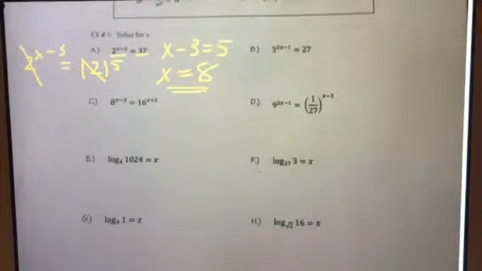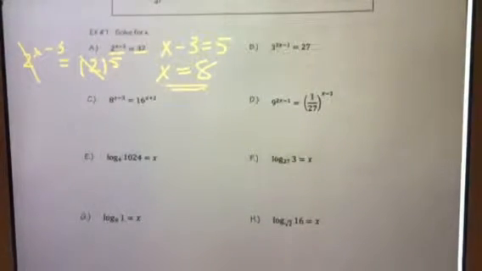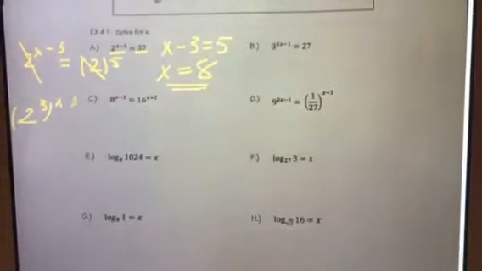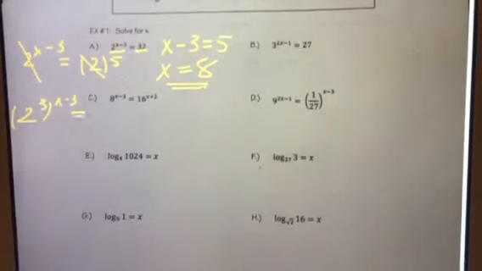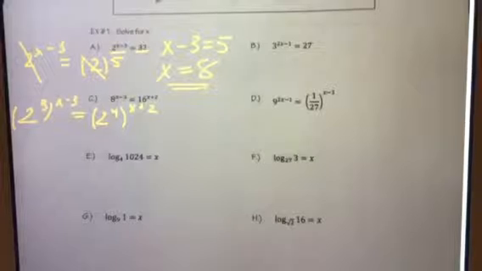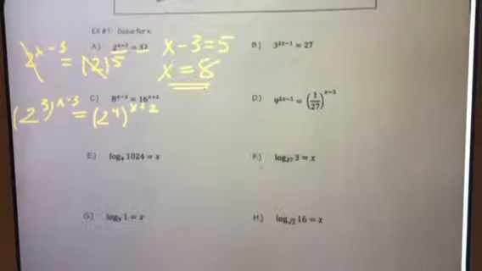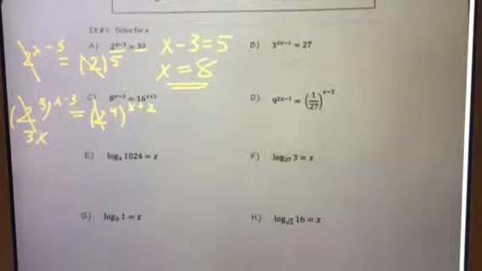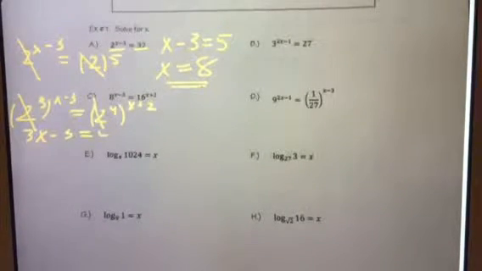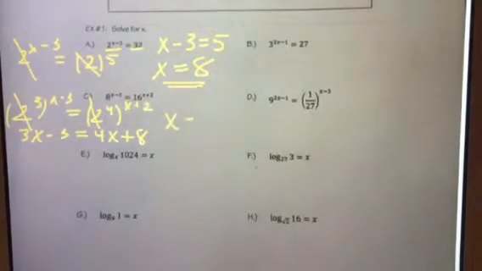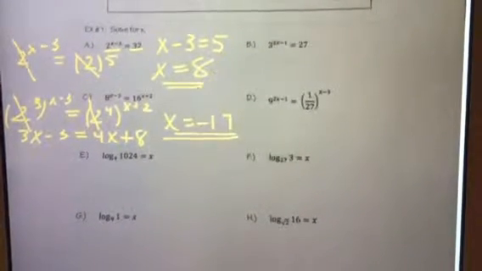Same concept on part C. We don't change them into a base of 8. It'll still be to a base of 2, 2 to the 3rd, x minus 3, equal to 2 to the 4th of x plus 2. Since we have a power on the inside and something on the outside, we multiply them, cancel our bases. 3x minus 3 equals 4x plus 8. Solving for x, we get x is equal to negative 17.